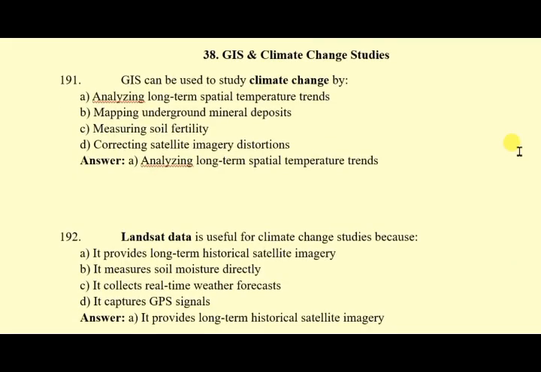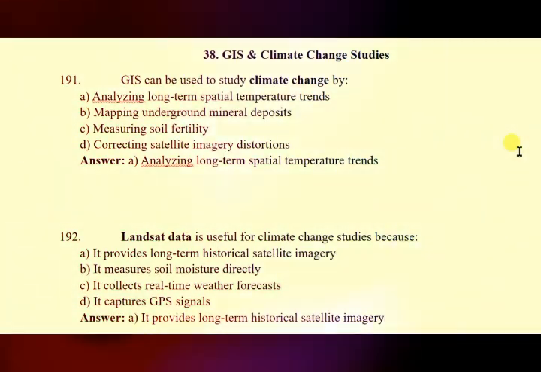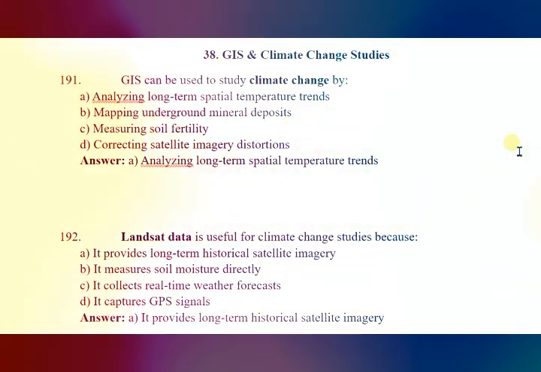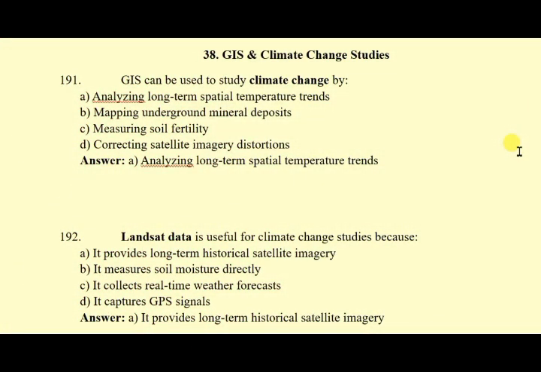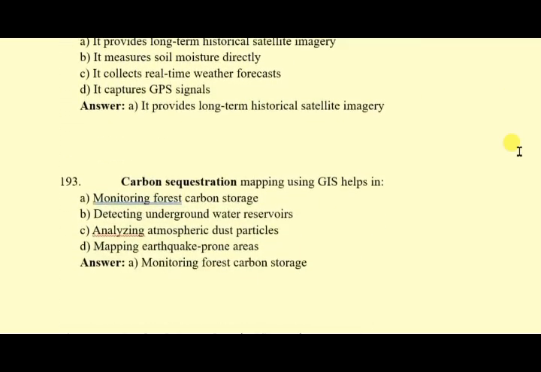Category 38, GIS and climate change studies. Question 191. GIS can be used to study climate change by analyzing long-term spatial temperature trends, mapping underground mineral deposits, measuring soil fertility, correcting satellite imagery distortions. Here the right answer will be analyzing long-term spatial temperature trends.